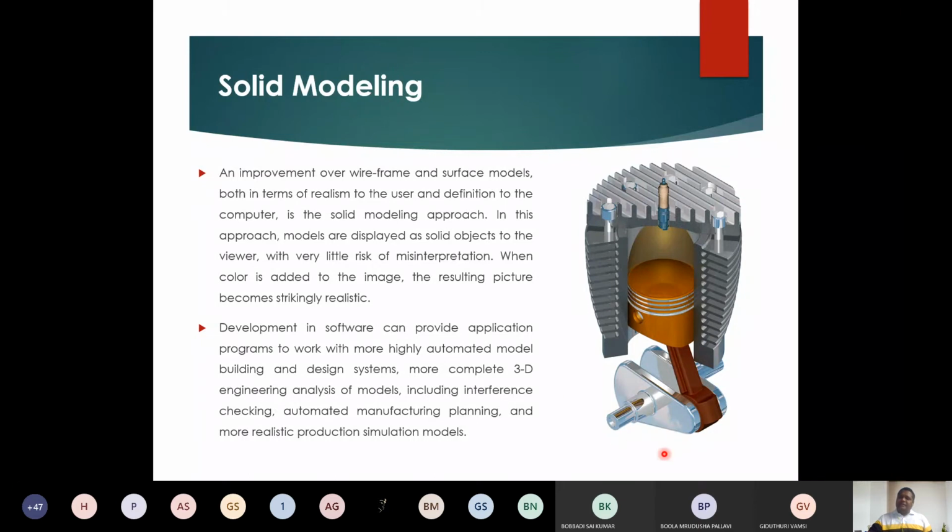For example, if I rotate this crankshaft, automatically the engine piston will be reciprocated. All such kinds of animations are possible, and I can apply thermal analysis. When it is rotating at a particular speed, how the cylinder is behaving, how the temperature is being distributed across various parts of the cylinders. Everything is possible. Why? Because it behaves like a real part, a real object.